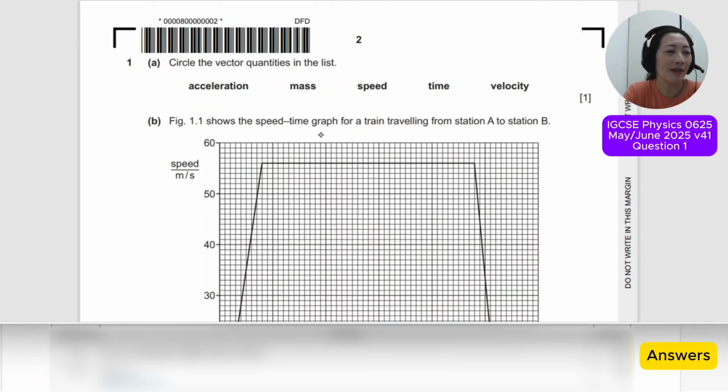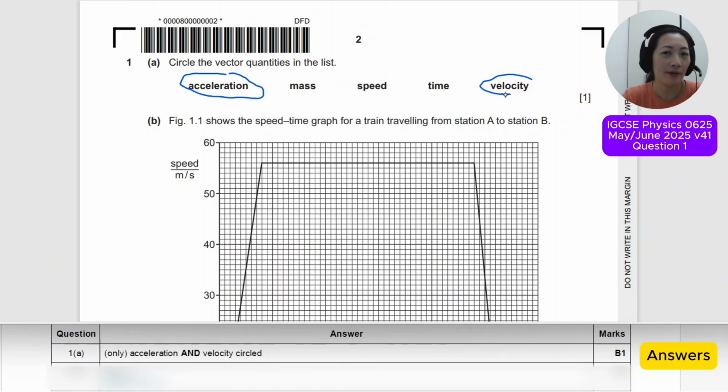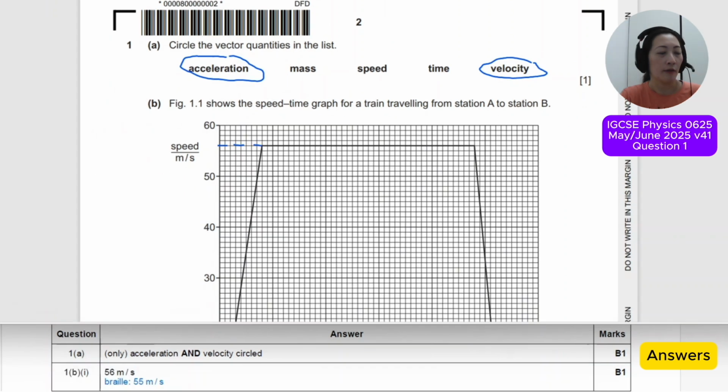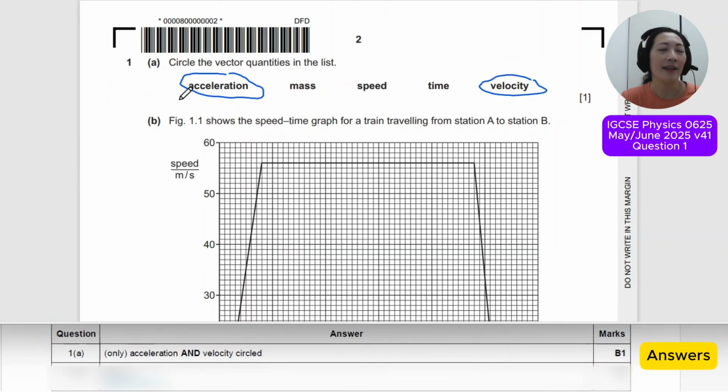The answers are, of course, acceleration and velocity, as shown in the mark scheme. Because the question asks you to circle, you circle the answers. You can see based on the marking scheme, you need to get both in order to score 1 mark. Now let's go on to 1b.